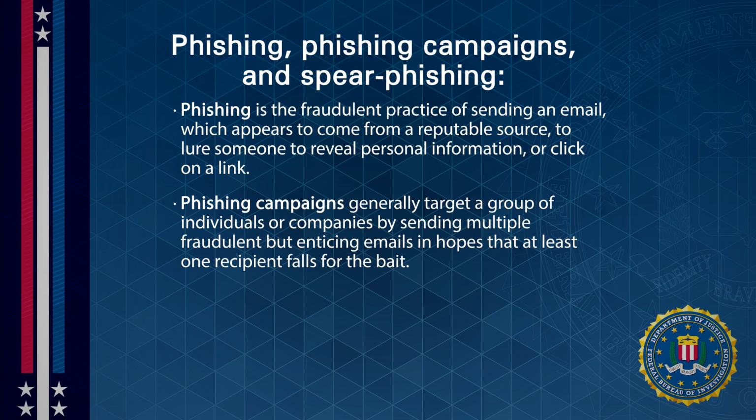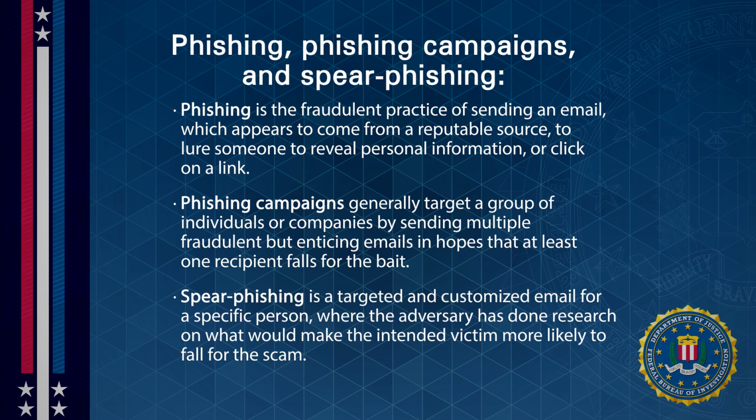Phishing campaigns generally target a group of individuals or companies by sending multiple fraudulent but enticing emails in the hope that at least one person falls for the bait. These emails are often designed to look official, as if coming from your campaign itself, a trusted vendor, donor, or other known senders. Spear phishing, on the other hand, is a very targeted and customized email to lure the targeted victim to take action. Typically, the adversary has done some research on the victim to understand what would make this specific person fall for the scam. Criminal and foreign-sponsored governments, cyber adversaries use spear phishing emails to get access to protected networks. Sometimes simply dropping the name of someone the target knows is enough to lower their guard.